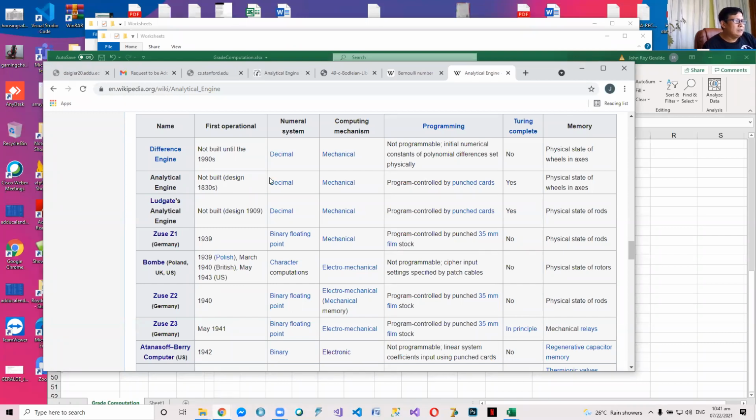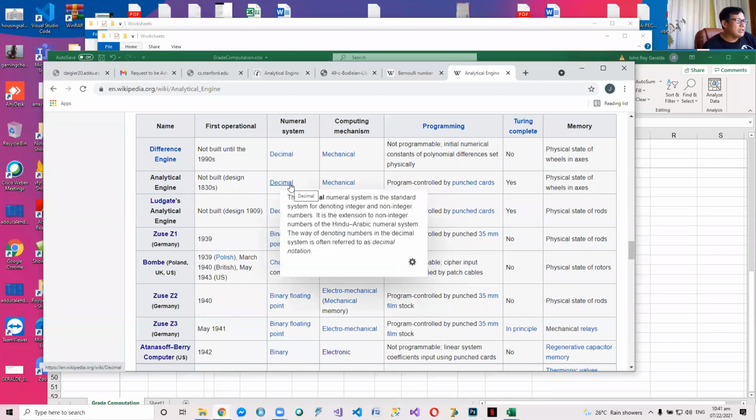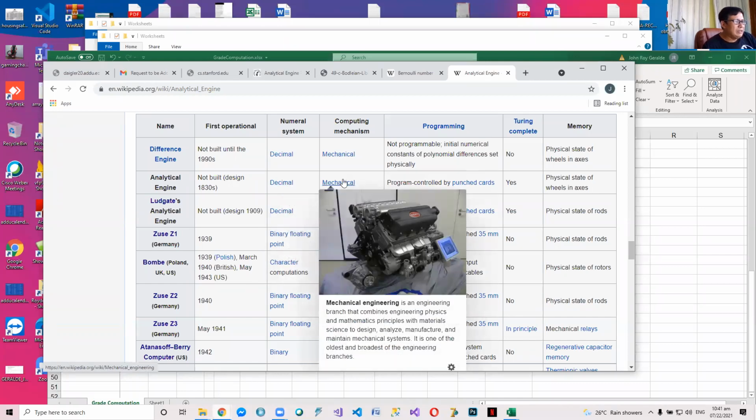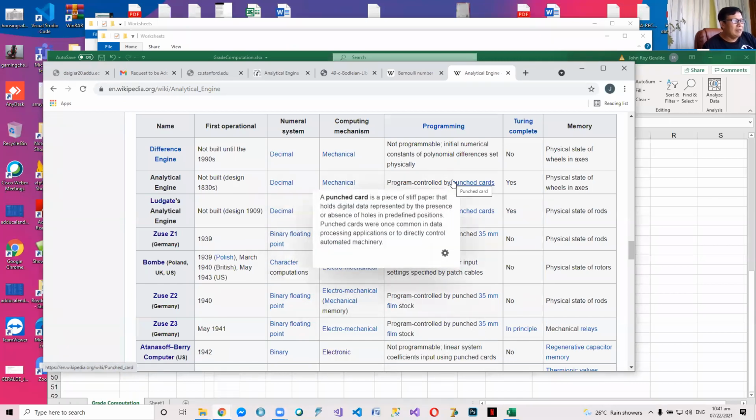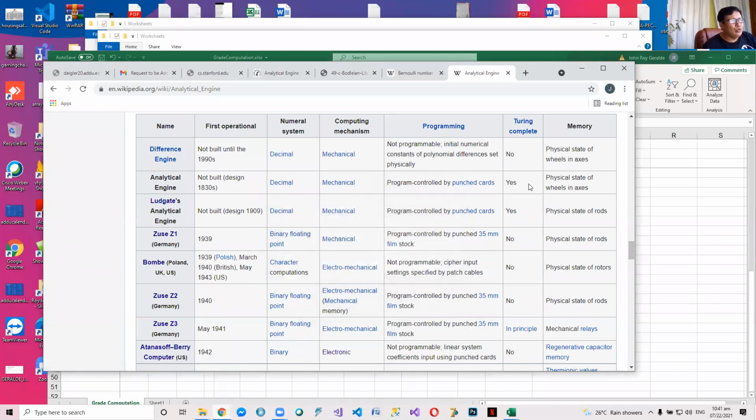The number system used is decimal. It's a mechanical machine. It's a decimal system, not binary. And then the programming is done by punch cards. It's Turing complete. What do we mean when we say it's Turing complete?